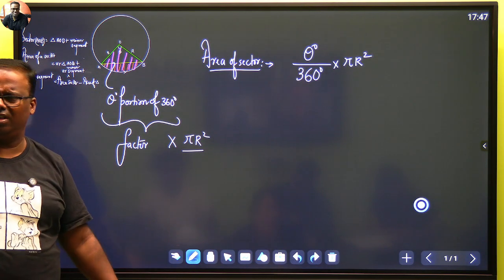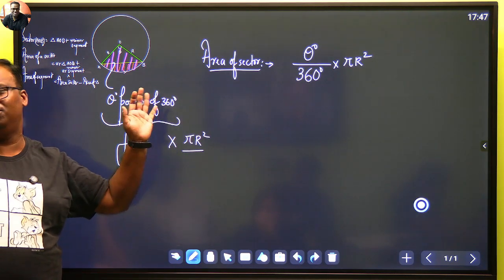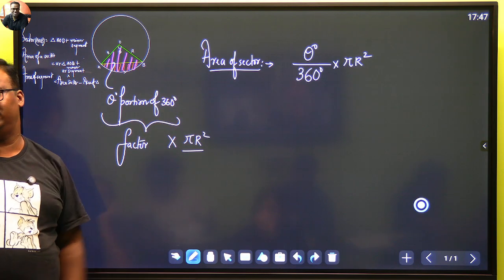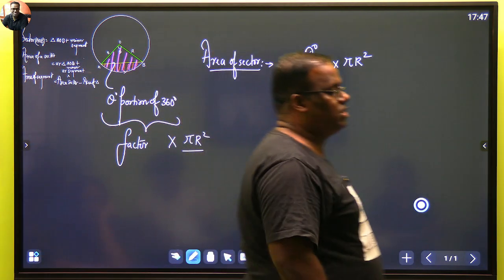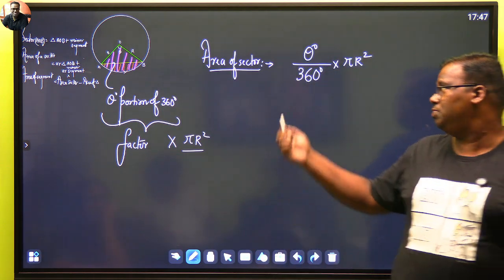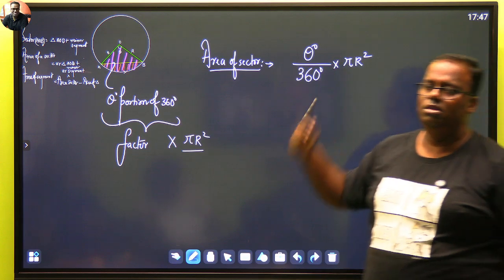Clear? It's not tough. For the sector formula, we have only one formula: pi r square theta by 360 degree. Many people remember it like pi r square theta by 360. I say remember it this way: theta portion of 360 into pi r square.